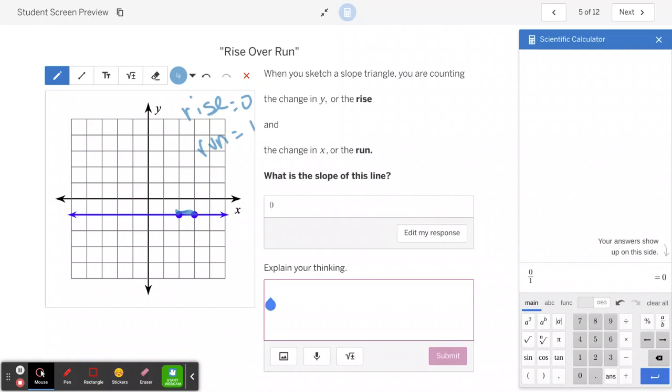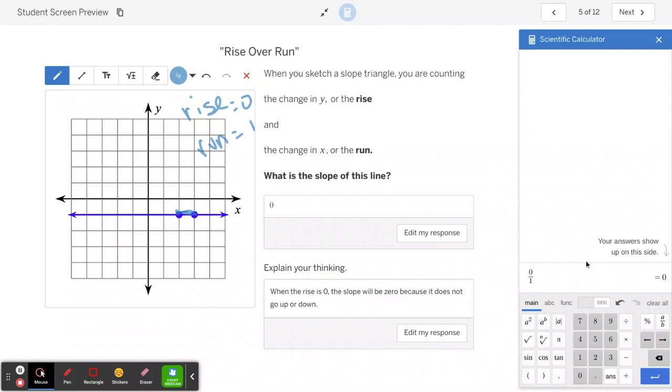Submit and explain. Well, it's 0 because when the rise is 0, the slope will be 0 because it does not go up or down.